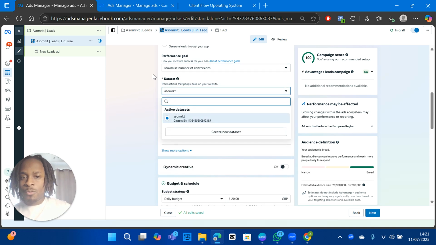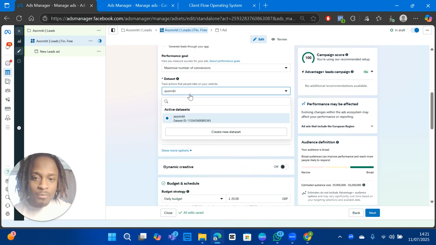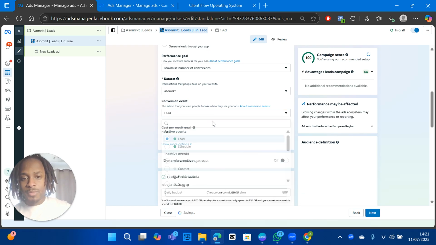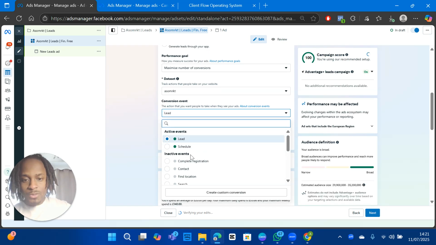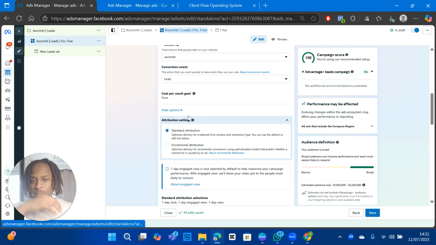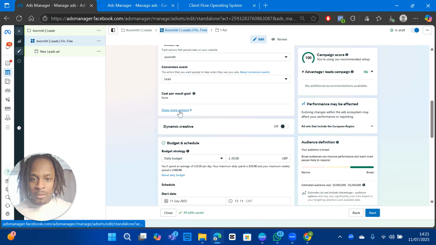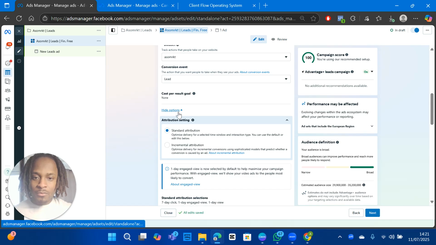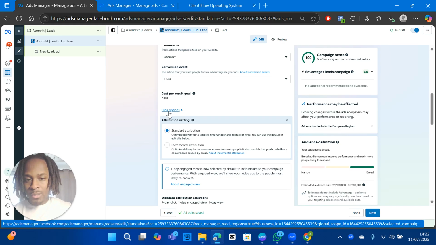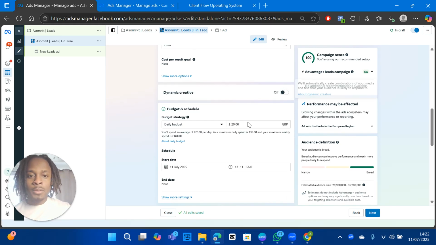Conversion event. So obviously for an opt-in page, your pixel has to be set up. The tutorial on the pixel will be posted at another date. Conversion event: lead. You can optimize for booked calls later on, but I'll cover that in another video. So again, I stick with standard attribution. Facebook makes a lot of changes. It's something that's new. It wasn't here a few months ago. I haven't really looked into it too much, but standard attribution is what I will stick to for now.